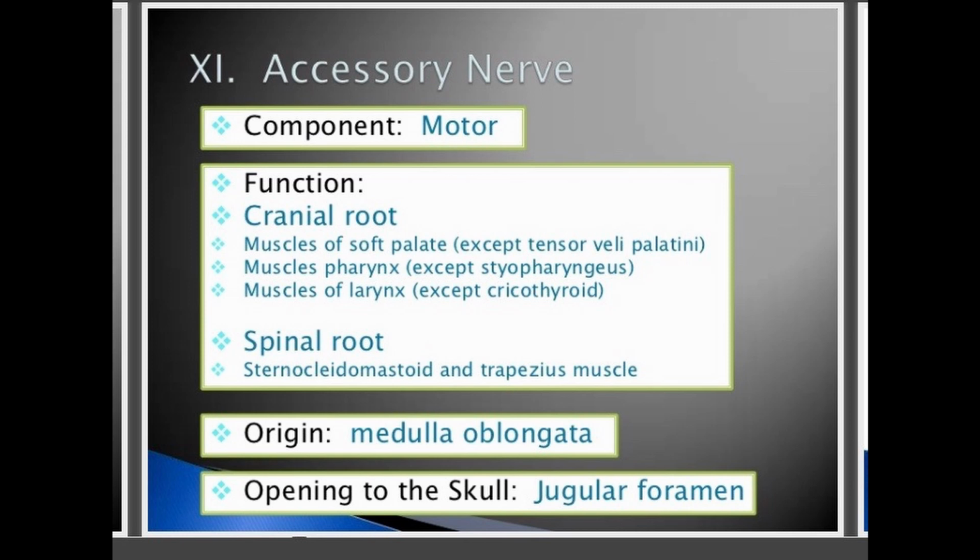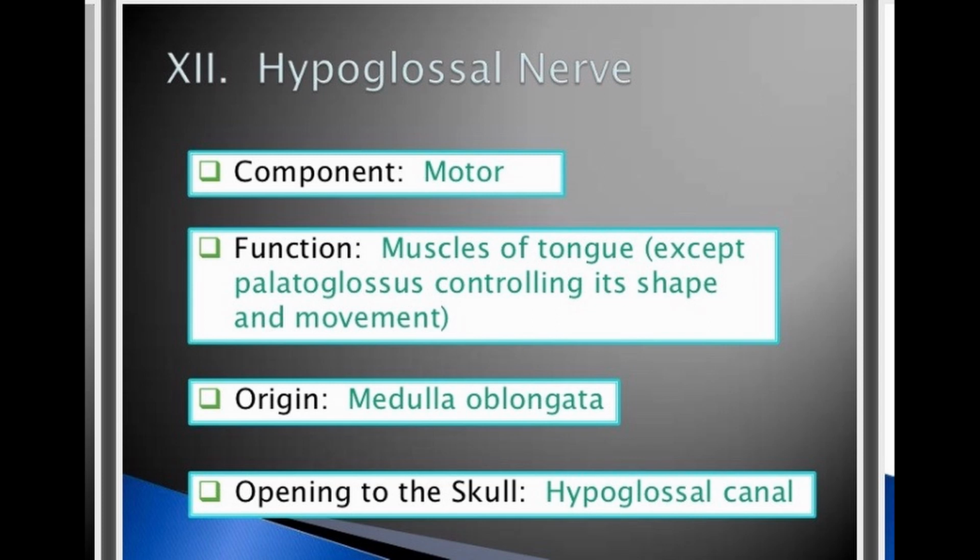So this is the accessory nerve, and the last nerve is the hypoglossal nerve. The hypoglossal nerve component is also motor, and its function is the muscles of the tongue except palatoglossus, controlling its shape and movement. The origin is from the medulla oblongata, and the opening of the skull is the hypoglossal canal. So these are the 12 cranial nerves. Normally in the viva exam, the names of the cranial nerves are asked, and it is a very important topic.